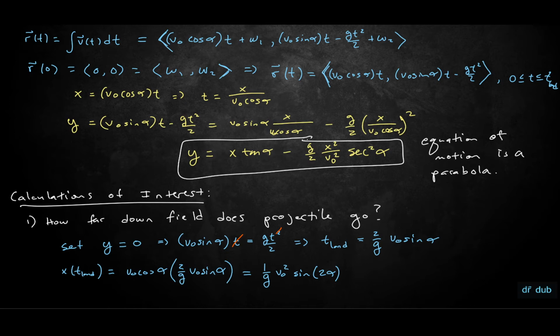So that's how far downfield we go, and that's actually called the range. Now there's two ways to increase the range: change the angle potentially, or change the initial speed. And you can increase the range. What's the maximum range, or what angle maximizes the range, basically? That's a calculation of interest. What angle maximizes the range?